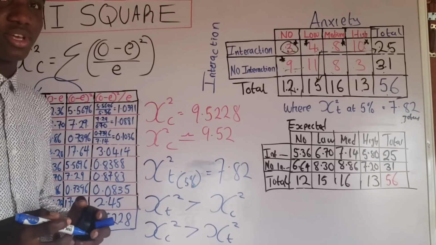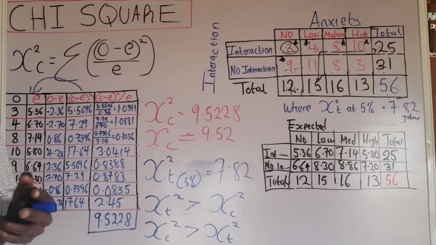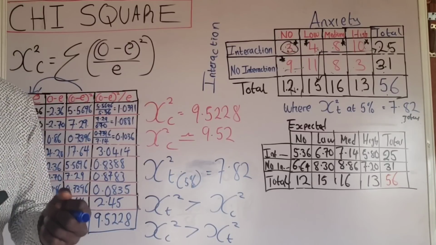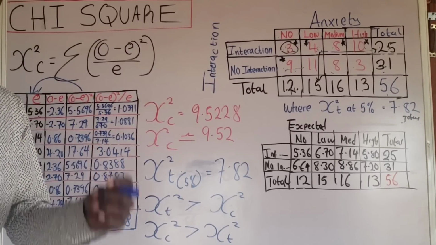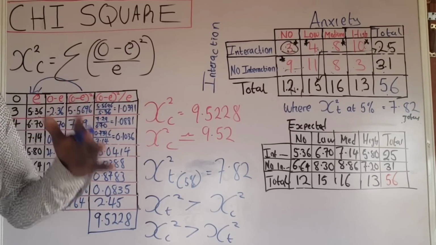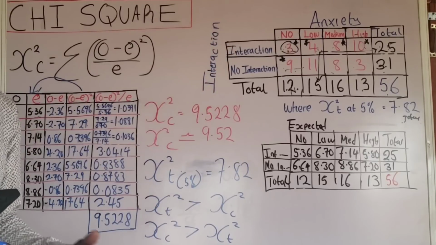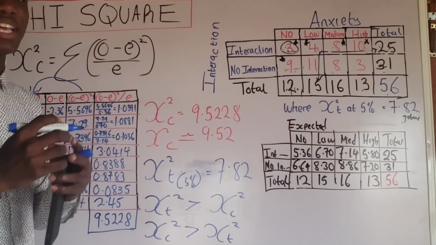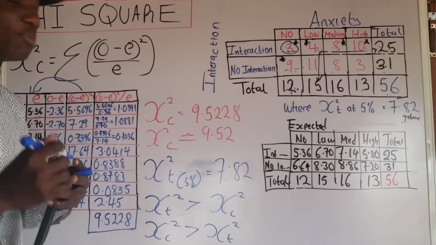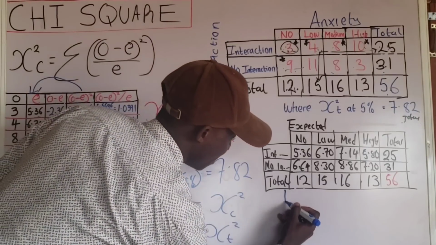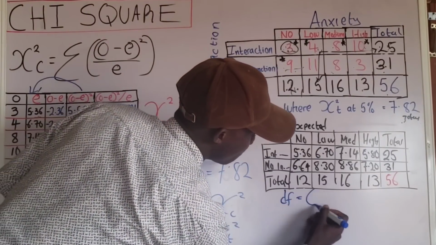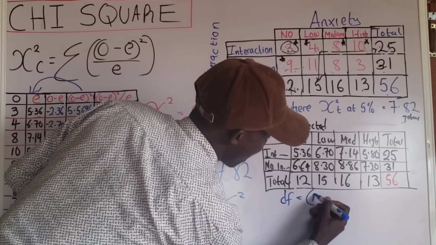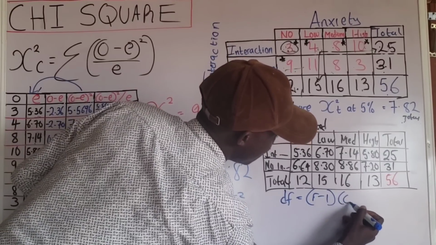Please pay attention. I told you that we have the test for independence and the goodness of fit test. In the test for independence, we make use of a contingency table. So for a chi-square that involves a contingency table, the degree of freedom is given by this formula. The degree of freedom is equal to R minus 1 multiplied by C minus 1.